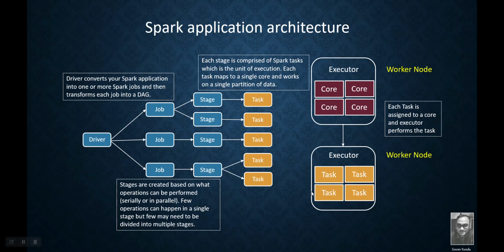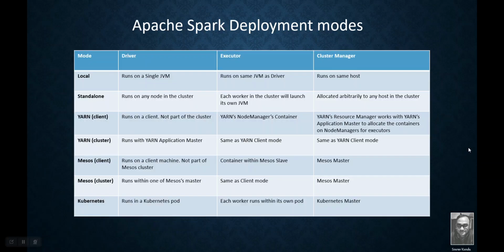A driver assigns the task to the core in an executor. You can see here an executor performs these operations. It returns the result back to the driver and the driver returns the result back to the user. So in this way Spark executes everything internally. This is the Spark application architecture.